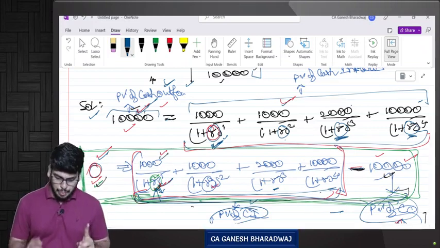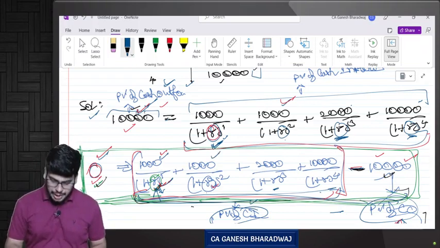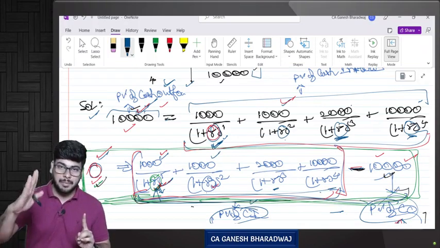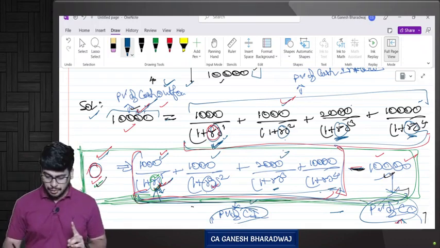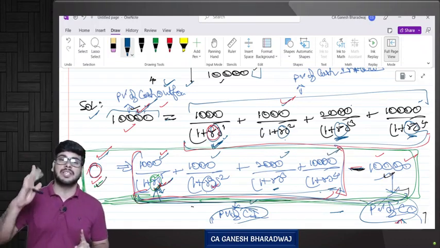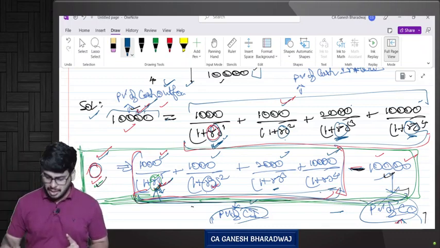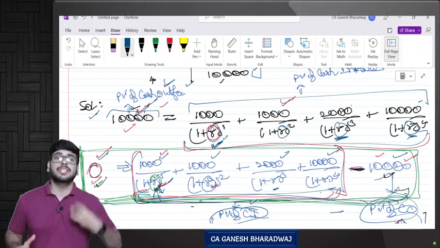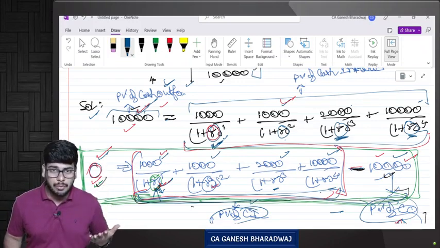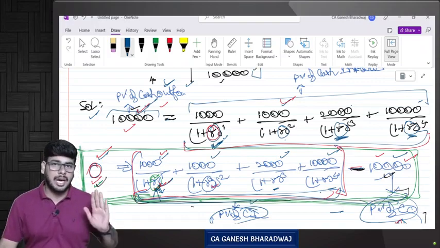So 1000 into the present value interest factor of 10% for 1 year, plus 1000 into the factor for 2 years, plus 2000 into the factor for 3 years, and 10,000 into the factor for 4 years, minus 10,000, correct? So the final answer should be equal to 0. If it is not equal to 0, then your R is not 10%, it is something different. Are you clear with this?